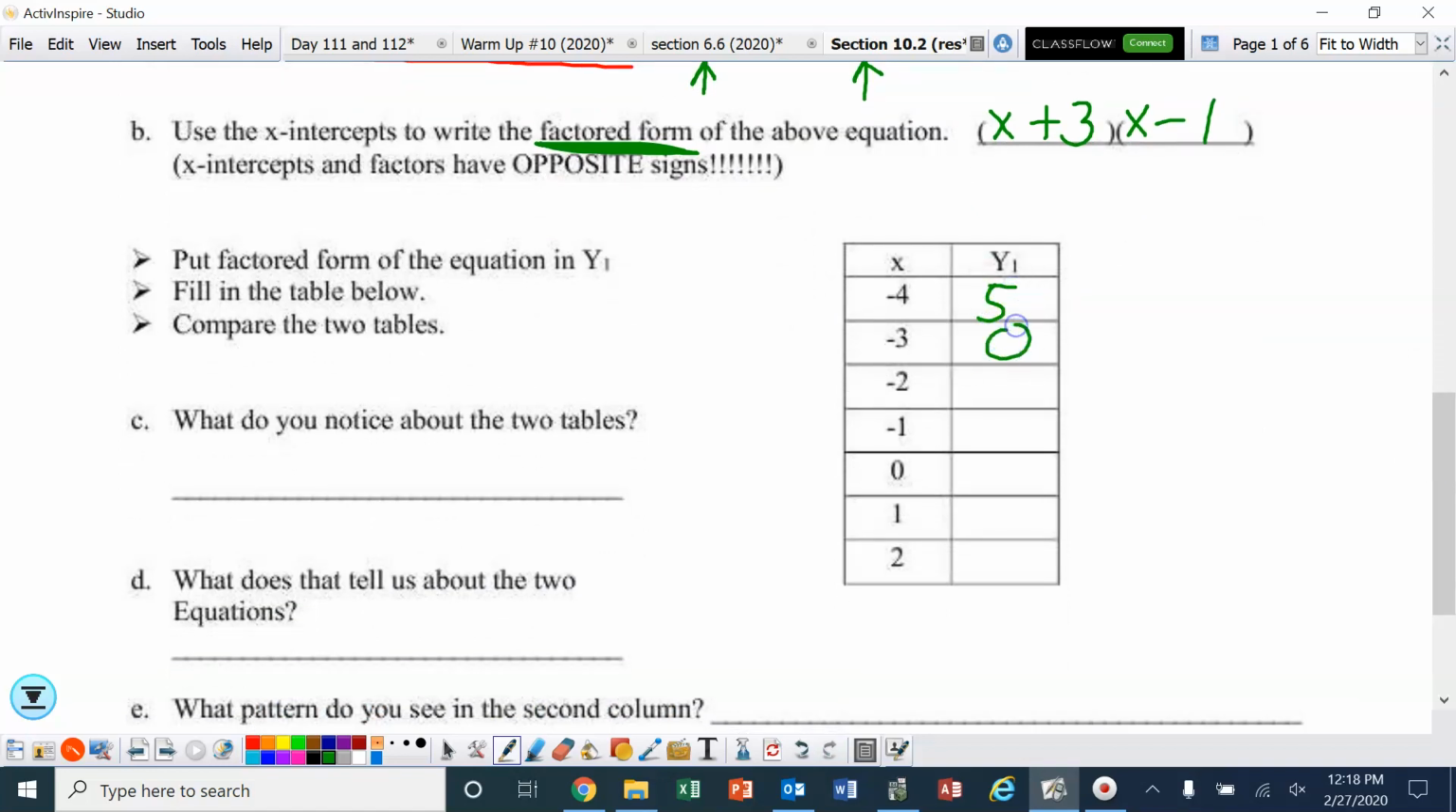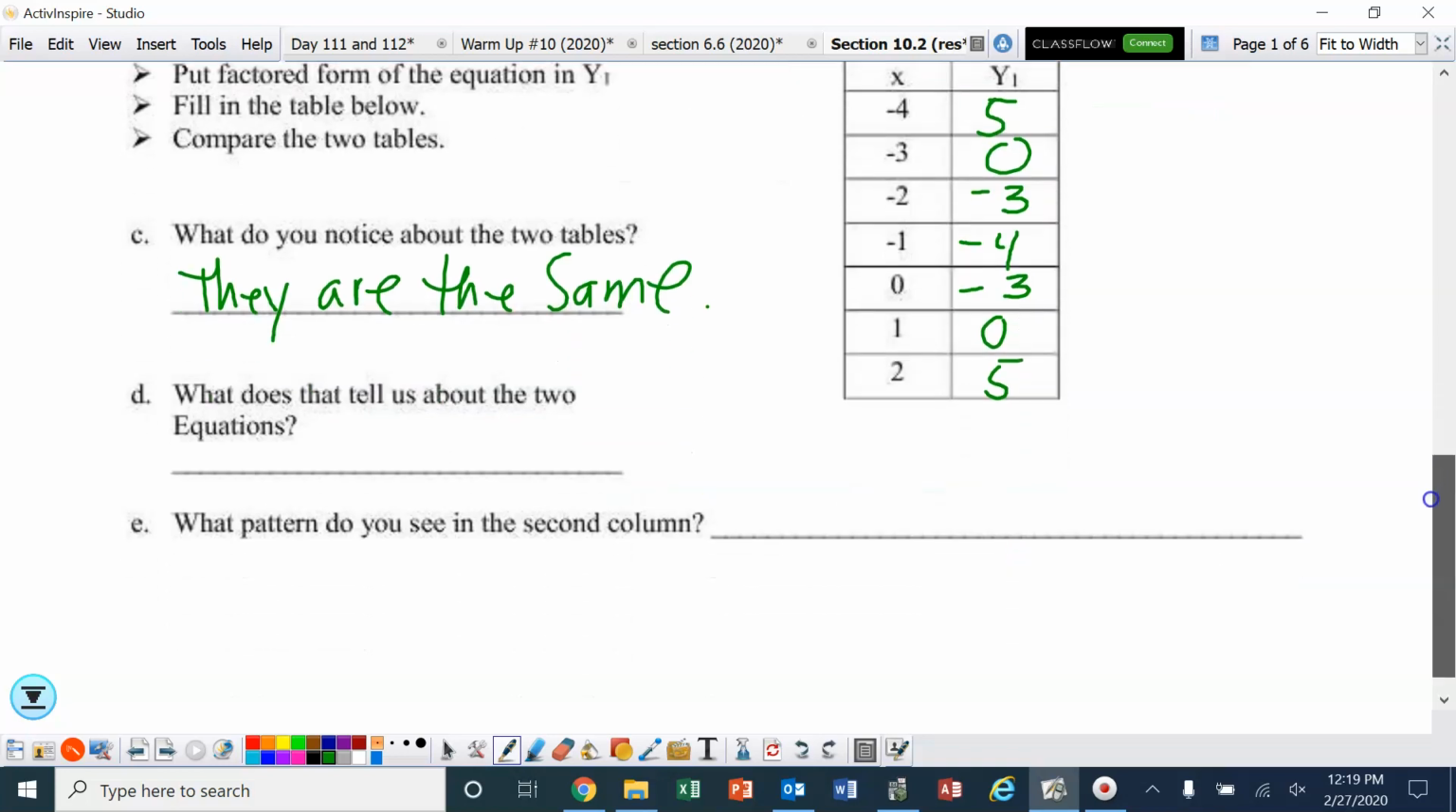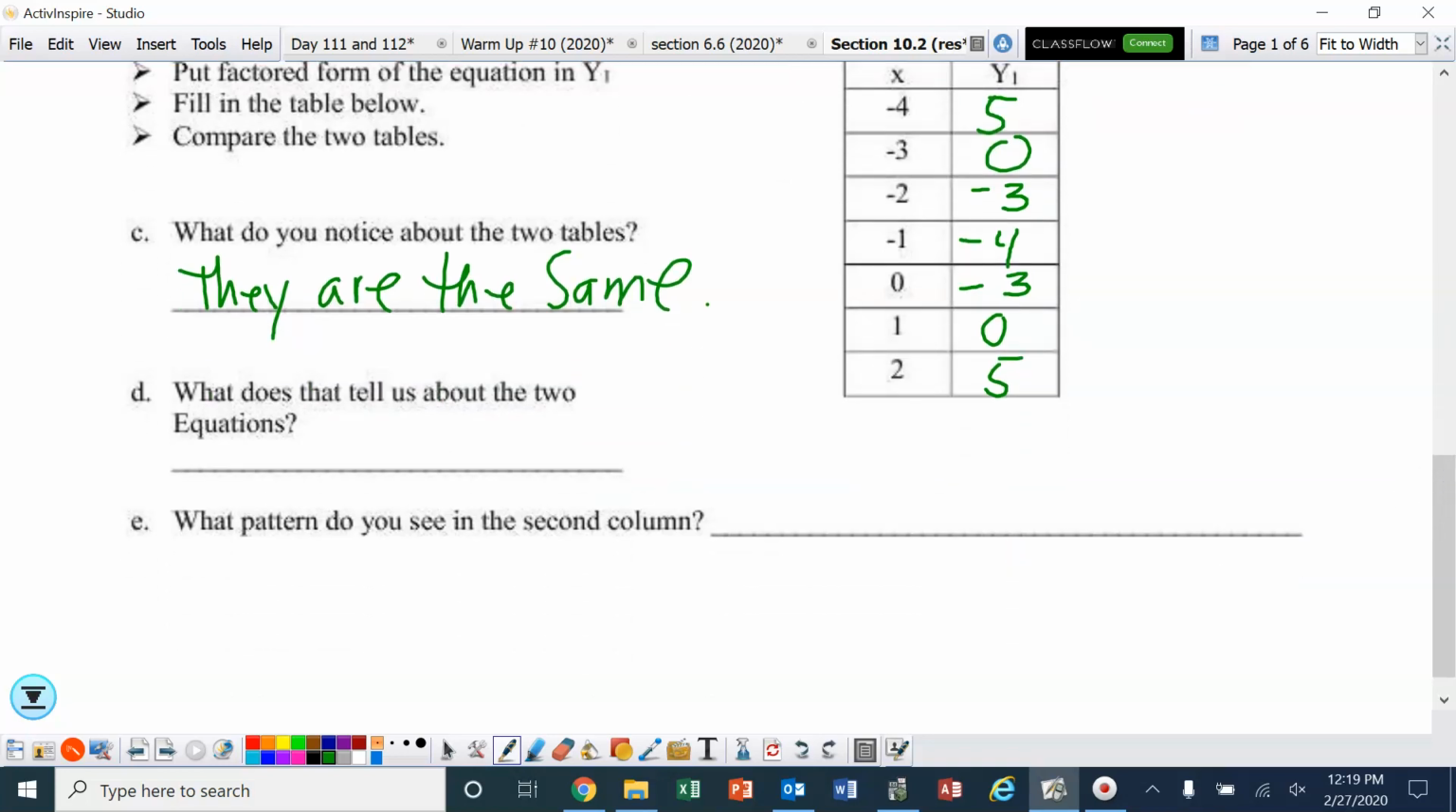5, 0, -3, -4, -3, 0, 5. Huh. Well, that answers the question, what do you notice about the two tables? They are the same. Amazing. What does that tell us about the two equations? Well, if the tables are the same, that means the two equations equal each other.